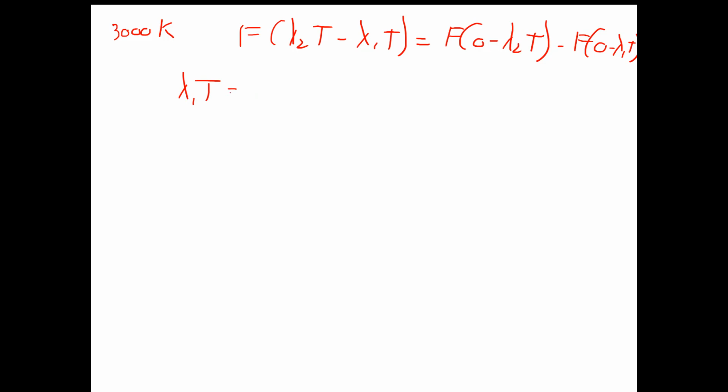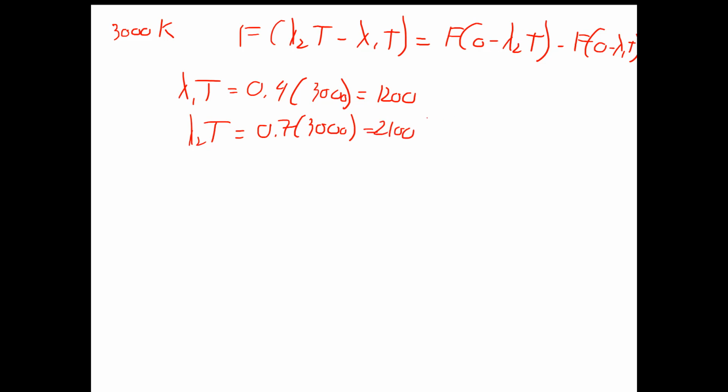Lambda 1 times temperature will be, again, 0.4 times the temperature, which is 3000 Kelvin. That gives you a lambda T of 1200, and lambda 2 T would be 0.7 times 3000, which gives you about 2100. Again, that's micrometer Kelvin. You go to the chart and interpolate as best you can.